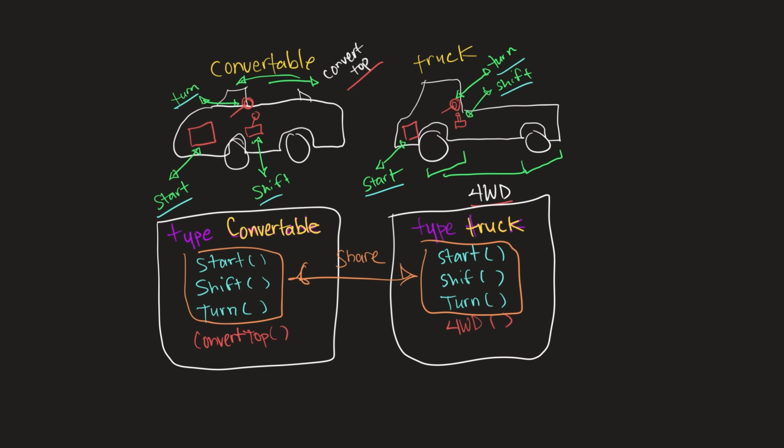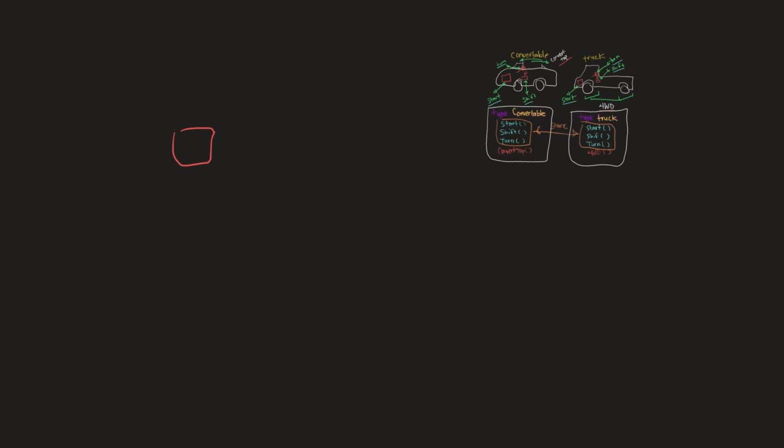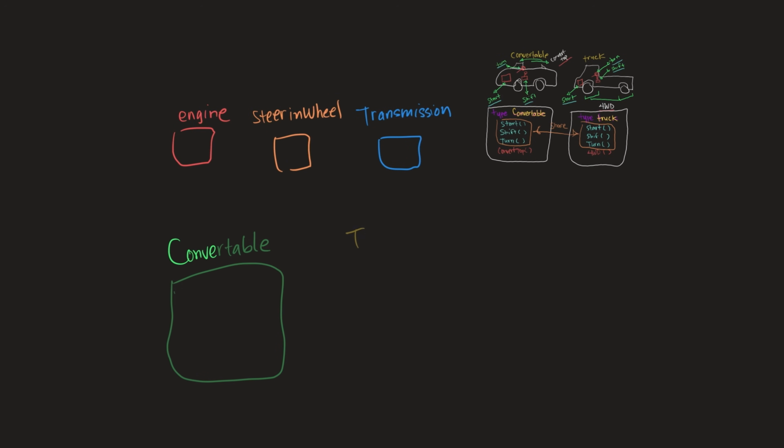And it's actually quite simple and it's intuitive as well, so it shouldn't be too difficult to understand. So what we're going to do is break apart the underlying components of the cars. So what are the components of the cars? Well, a car has an engine, a steering wheel, and a gear. So we're going to break apart those components. So let's go ahead and do that. So we'll have an engine component, a steering wheel, and a transmission. And then for our cars, we'll have convertible and truck.